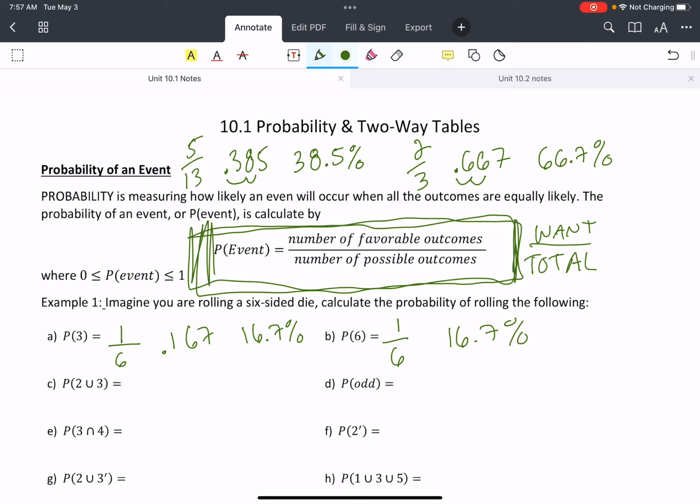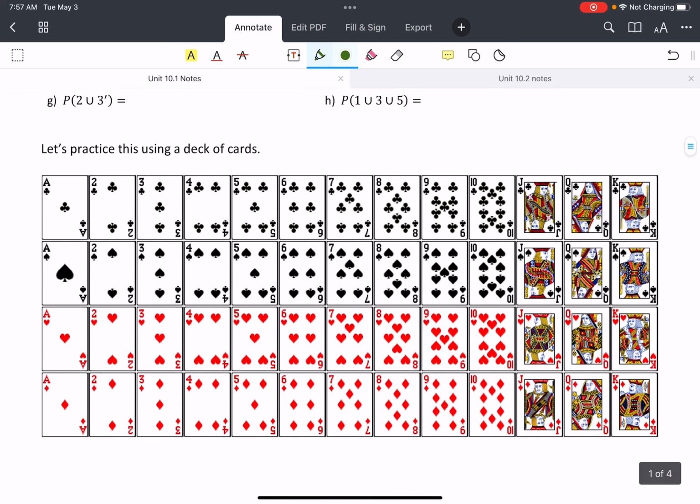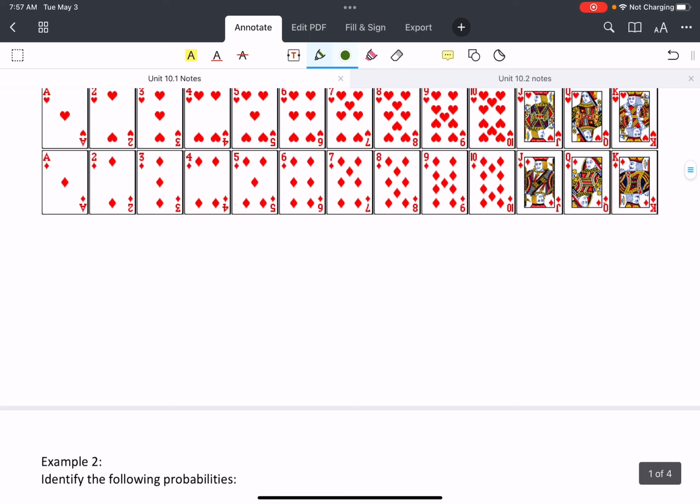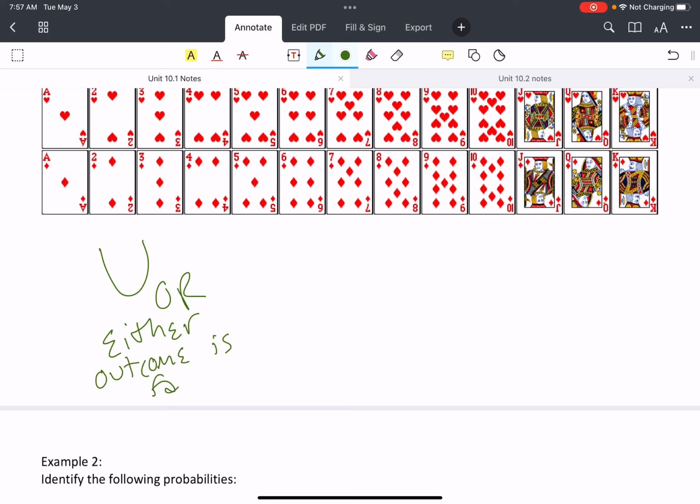Okay, so let's review this symbol here. On C, it's the capital U. All right, so I'm just gonna write it down here at the bottom where there's a little more space. So this is the or symbol. It means I can have either outcome is favorable.